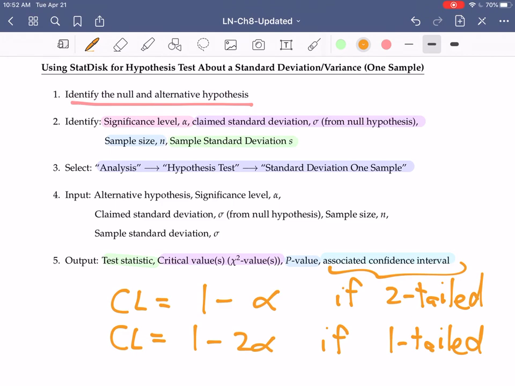It will, in StatDisk, go ahead and make those changes for us. It will be able to identify two-tailed and one-tailed based on the alternative hypothesis that we have input. So based on that alternative hypothesis, StatDisk will be able to determine that, and it will output the appropriate confidence level, the appropriate associated confidence interval.